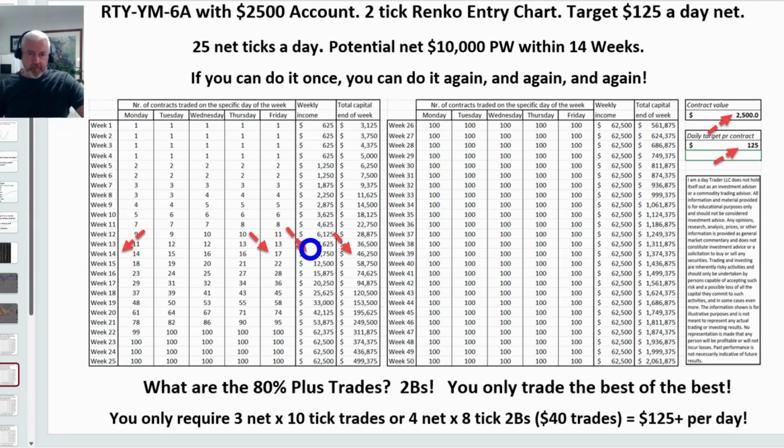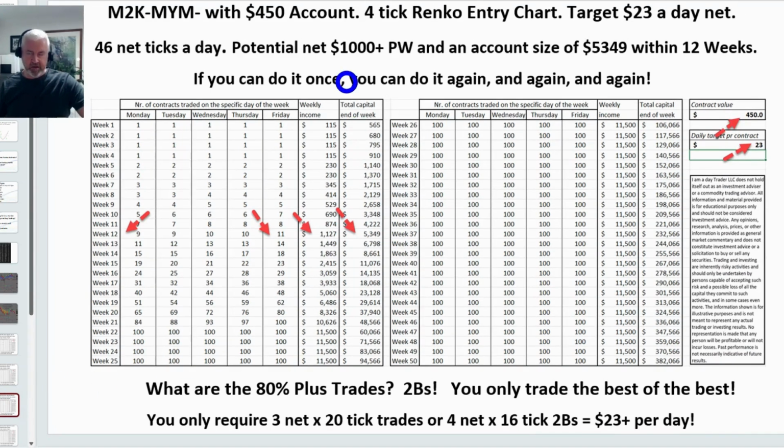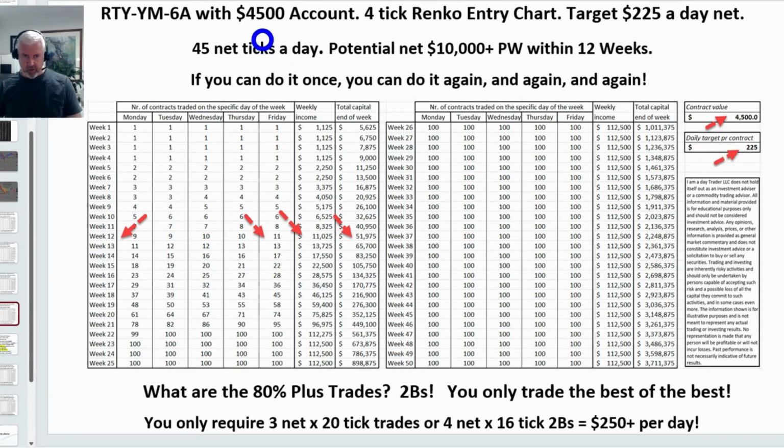Now that's if you're trading the Globex. Now if you're going to trade the New York session, here in this case, I've got 450. You can really start with about 400, $23 a day, because we're going for larger moves. Within 12 weeks, you can then roll over and start trading the big contract. Now here I've got a 4,500 account.